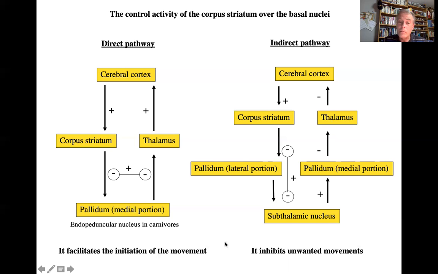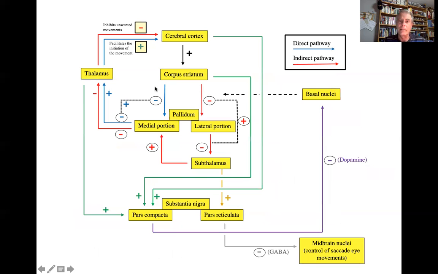So a combination of these pathways, direct and indirect, tends to coordinate and allow a correct movement. One facilitates the initiation of the movement, and the indirect one inhibits the unwanted movements. This is a summary, and it's important to notice that the cerebral cortex activates the striated body, or corpus striatum, and the corpus striatum projects to the pallidum. However, it may reach the medial portion or the lateral portion, and the pathways are going to be different. When reaching the medial portion, it is inhibitory, and as the medial portion is inhibitory of the thalamus, we end up having an activation. So it facilitates the movement, okay?